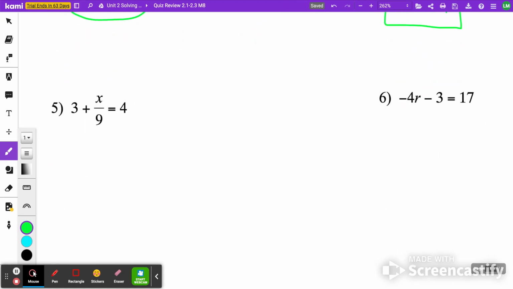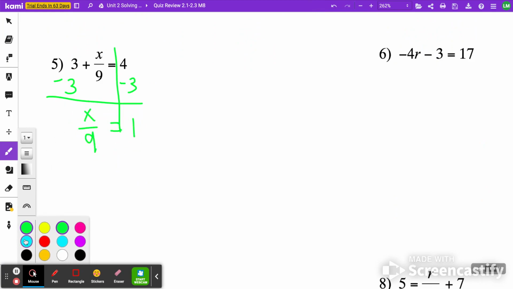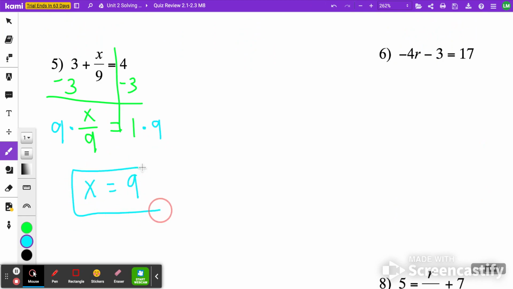For number 5, we've got a few different things going on. The first thing we want to do is subtract 3 from both sides. Now we have x over 9 is equal to 1, and because x over 9 is showing division, I'm going to solve by using multiplication. So I'm going to multiply both sides by 9, so x is equal to 9. Again, if I need to check this, watch what happens when I put 9 in place of the x. 9 divided by 9 is equal to 1, and 3 plus 1 does equal 4, so I know I got that right.